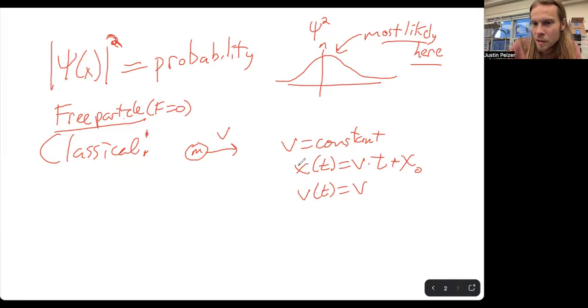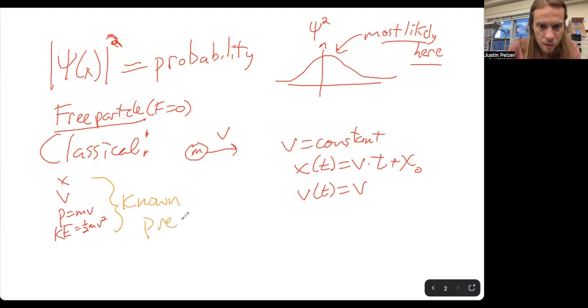Whatever it is. And even if it was under some certain force, I could determine its position and velocity at any given time. So these are known. V, x, its momentum equals mv, its kinetic energy equals 1/2 mv squared. These are all known precisely.